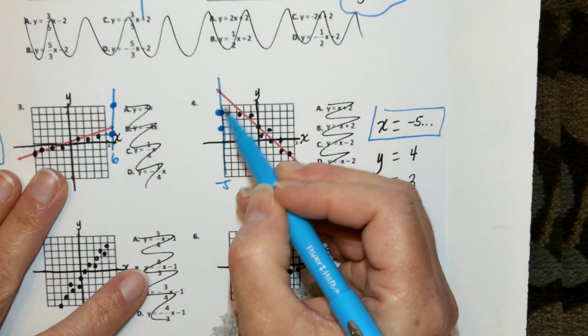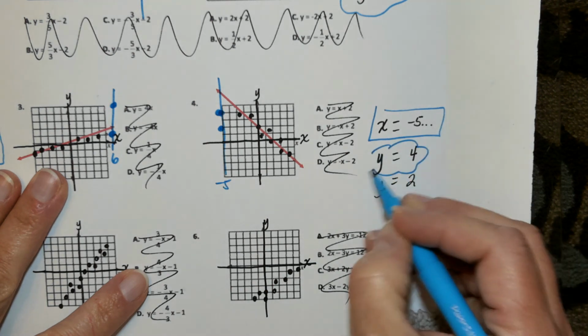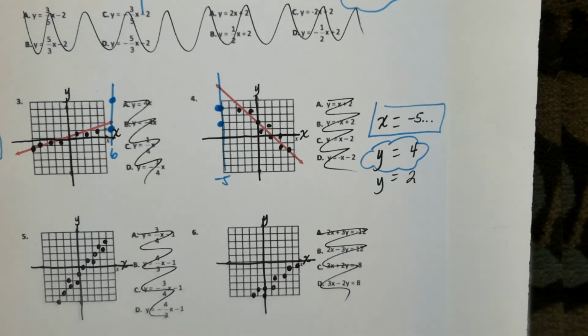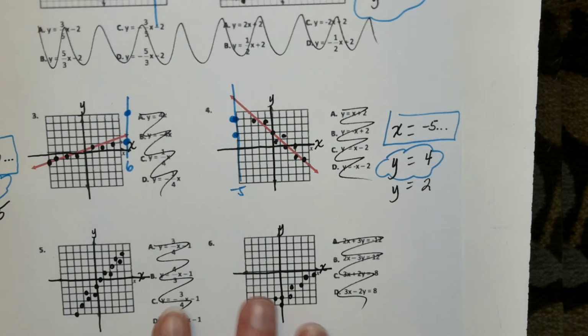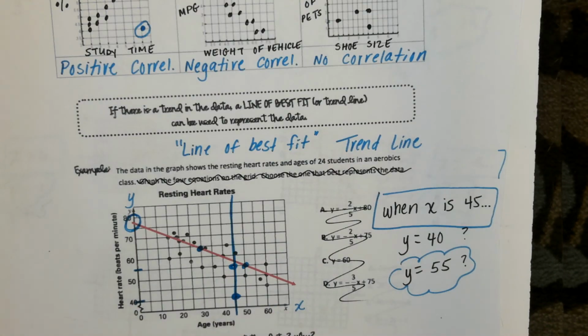X is -5. That's our starting point. Way out here, that's -5. How about it? Y of 4, which would be there, or y of 2, which would be there. Well, neither one is great, but definitely I think this one is closest, so y of 4 is most accurate.